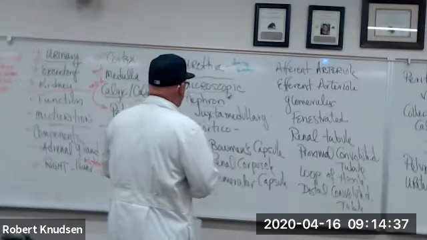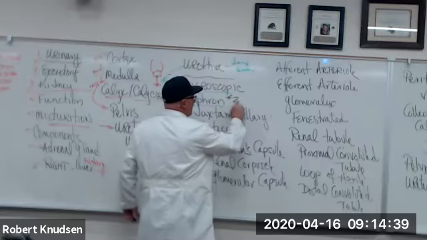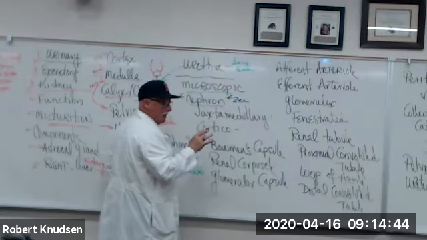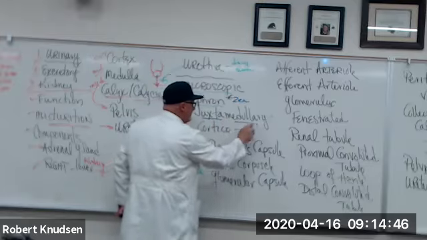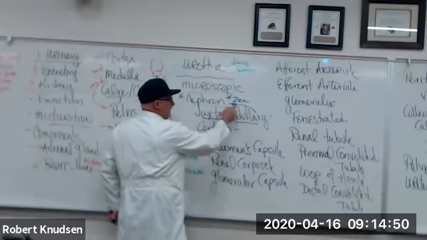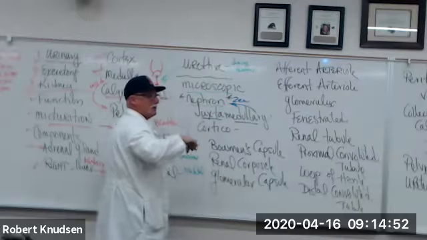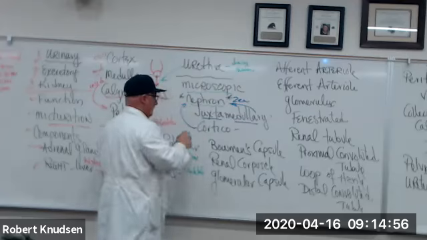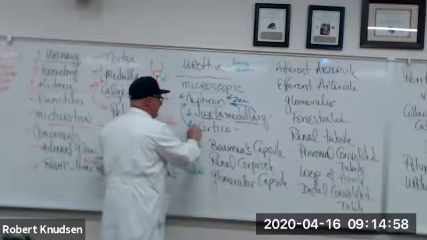So there are two types of nephrons. Those that are close to the medulla, called the juxtamedullary nephron, and the one that's in the cortex, and I'll show you that in a minute, and that's called corticonephron. Juxtamedullary, cortico.